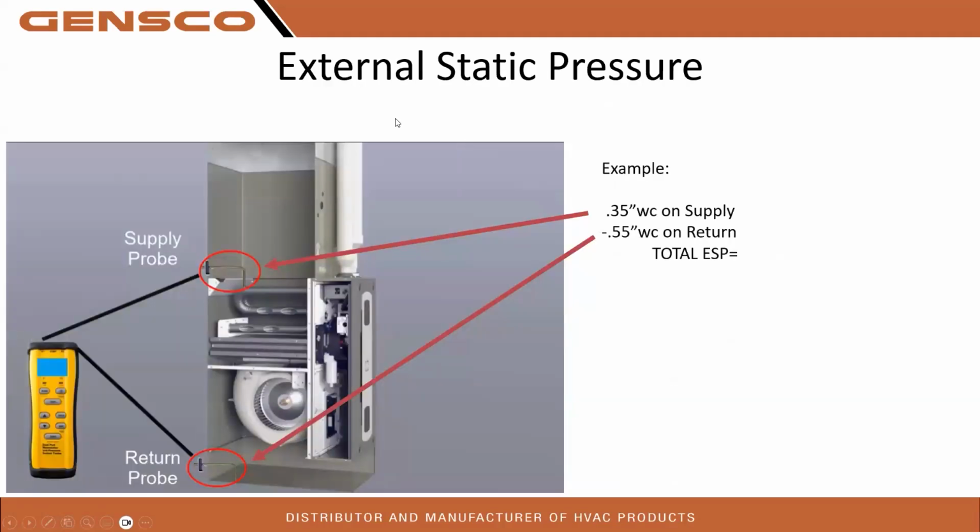So if we take this scenario, this is a real scenario, one I recorded earlier this week. I've got 0.35 inches water column on my supply before my evap coil, and 0.55 inches water column on my return. That's a negative number, right? It's a positive. Get rid of that negative sign. Total external static is 0.90 inches water column. And keep in mind, that's as high as that blower performance chart goes on that unit. So when I say you're off the charts, it physically is not on the charts.